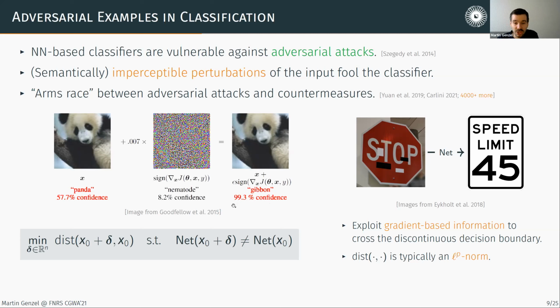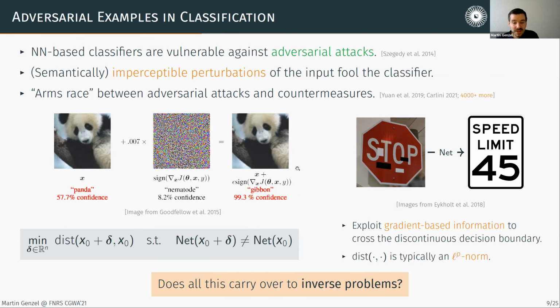Okay, so this is indeed a huge issue in the field, and it also transfers to real-world applications like autonomous driving. So it's really a serious thing there. And more technically, what you exploit here is this discontinuous decision boundary. So what you would like to compute is a perturbation of your input, which is as small as possible, measured in some distance, and it should cross the decision boundary. So it should lead to a different class. So basically, this is how you would compute such adversarial perturbations. Okay, but the question is actually, does all this carry over to the field of inverse problems, right? Which is, as you can easily see, a different setup than classification.